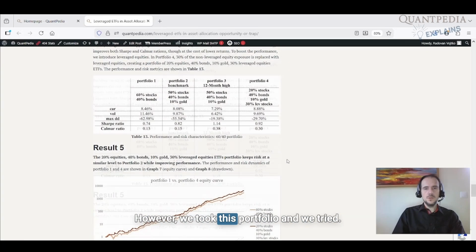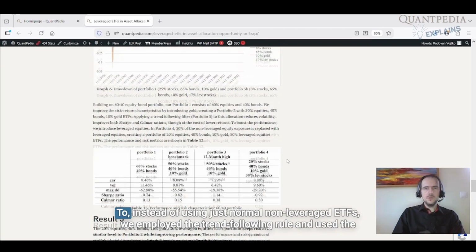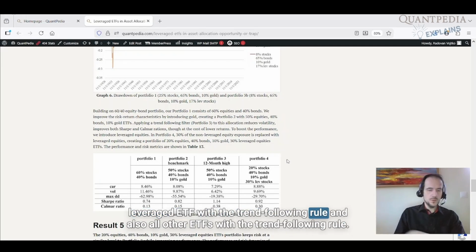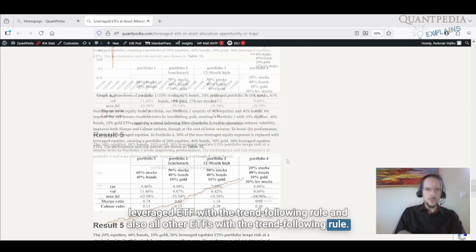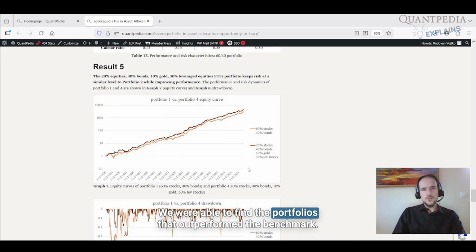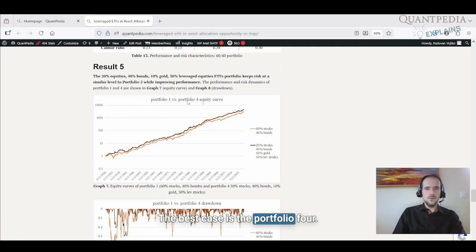However, we took this portfolio and, instead of using just normal non-leveraged ETFs, we employed the trend following rule and used the leveraged ETF with the trend following rules, and also all other ETFs with the trend following rule. And what was the result? We were able to find portfolios that outperform the benchmark. The best case is portfolio 4.